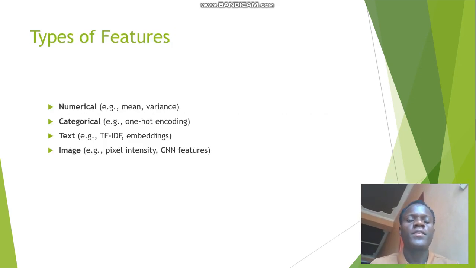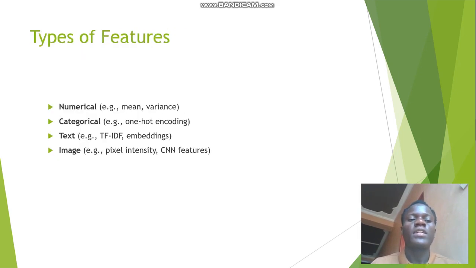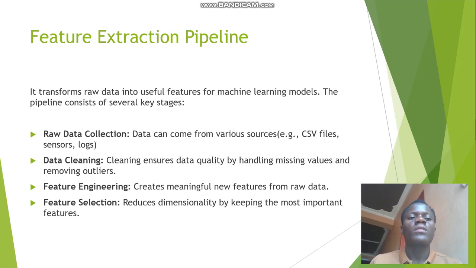Types of features. In feature extraction, we have numerical, categorical, text and image. We shall look at these further. The feature extraction pipeline generally transforms raw data into useful features for machine learning models. The pipeline consists of several key stages.